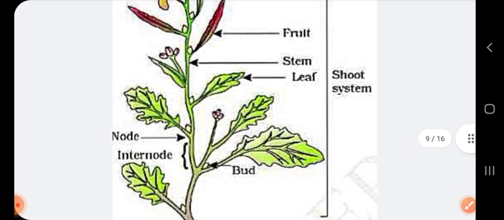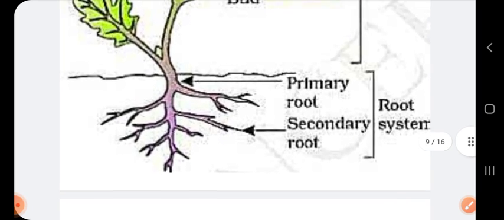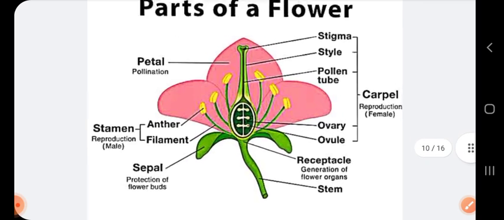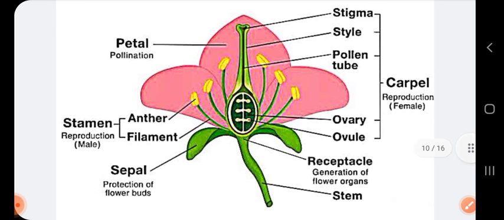Okay, we can also use the root tip. Normally root tips are especially used for some important chemical production which are called secondary metabolites. Okay, now this is the flower which we normally see.